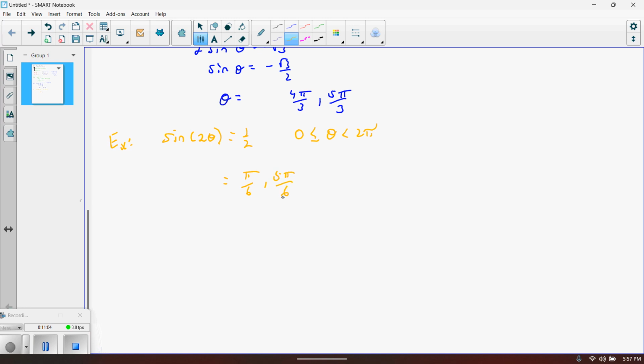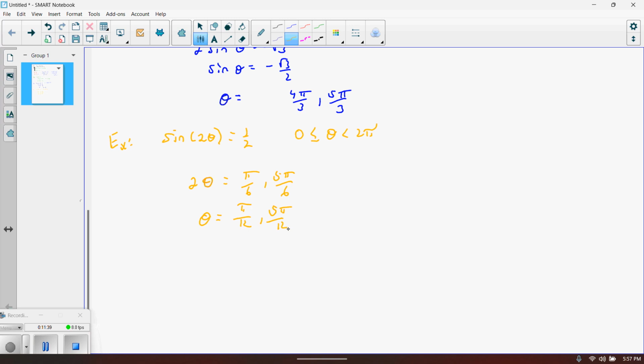Here's the trick. These are the places where sine itself is going to give you those values. However, the angle is not theta that we have right there. The angle is 2 theta. And when I want to solve for theta, I now actually have to divide both sides by 2. So really what we're going to get here is that theta is going to equal pi/12 and 5 pi/12.